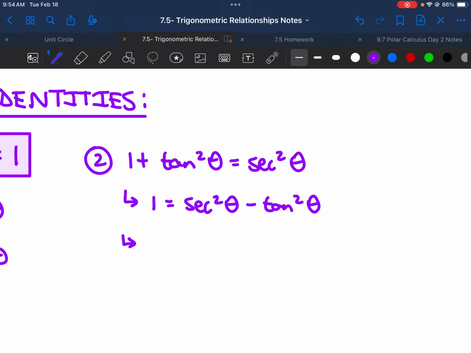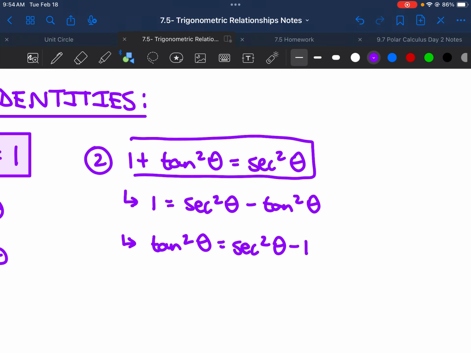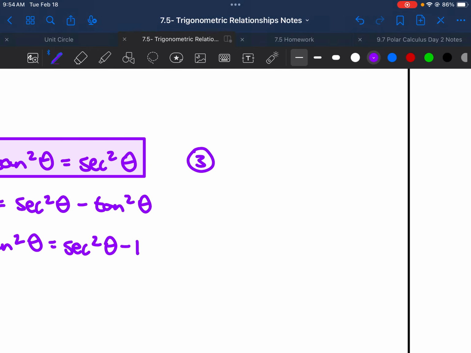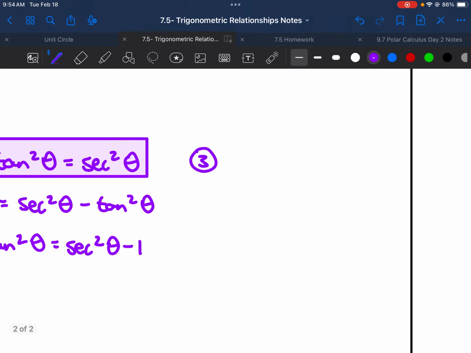Or I can subtract the 1 instead and get tangent squared of theta equals secant squared of theta minus 1. But again, the one that you want to memorize is this one right here. Okay? The third Pythagorean identity that we're going to memorize goes like this. 1 plus cotangent squared of theta equals cosecant squared of theta.